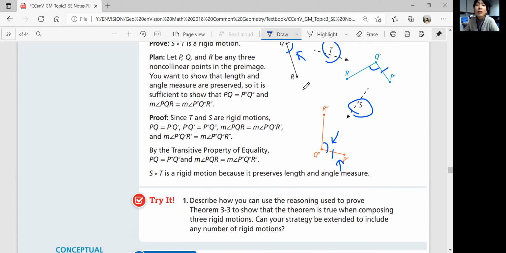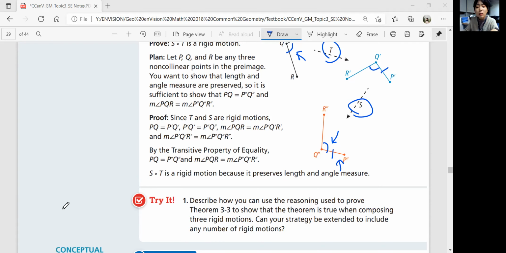Okay, can your strategy be extended to include any number of rigid motions? So does it work for n number of rigid motions, not just 2 or 3? Does it work for 5 rigid motions? 10 combination of rigid motions? Yes, it should. With the same logic, if we only use rigid motion, then altogether combined from the first pre-image to the very last image, it should still follow a rigid motion.